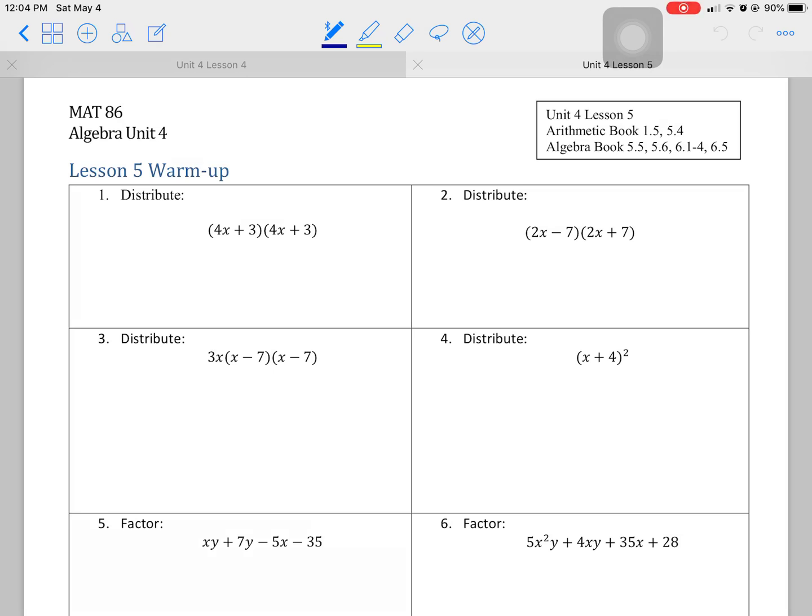All right, warm up for Unit 4, Lesson 5. Let's practice foiling, which is a specific term. Foil, first, outer, inner, last, is how I multiply or how I distribute a binomial to another binomial.